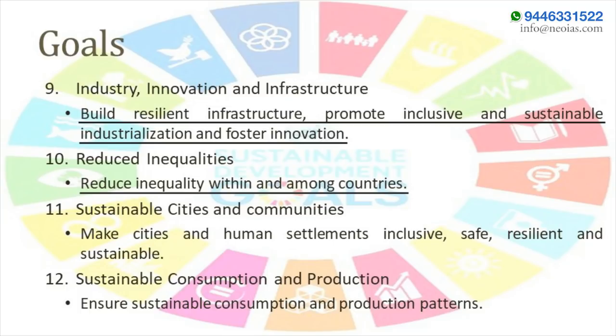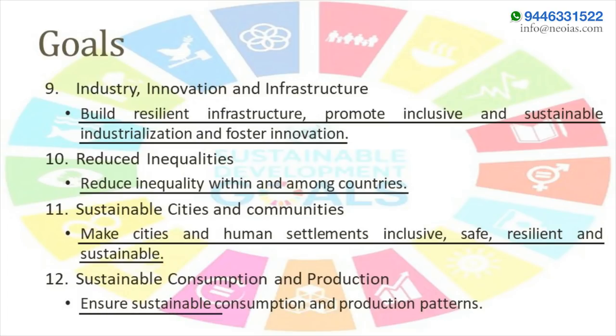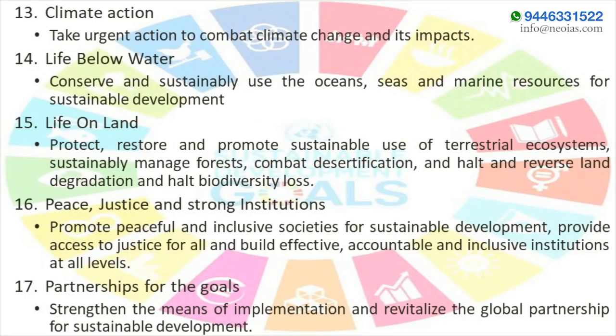The 11th goal is sustainable cities and communities. Here we are trying to make cities and human settlements inclusive, safe, resilient and sustainable. The 12th goal is sustainable consumption and production. This is a goal to ensure sustainable consumption and production patterns. The 13th goal is climate action. This goal calls to take urgent action to combat climate change and its impacts.